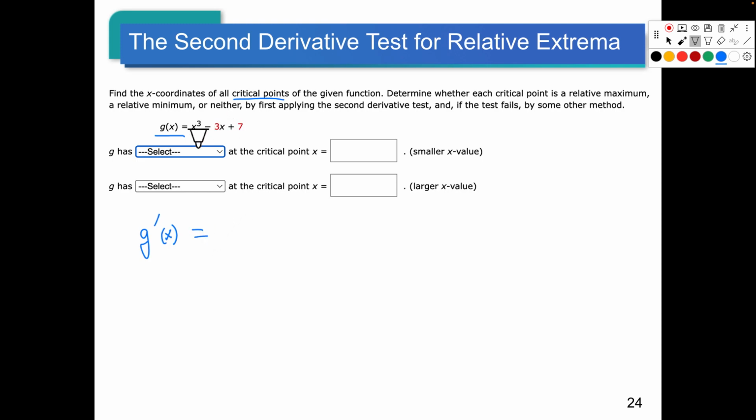So first derivative, 3 comes down, subtract 3 minus 1 is going to be 2, so 3x squared. Negative 3x, we take its derivative, that's going to be minus 3. Derivative of 7 is 0. So this is our first derivative. We come over here, we take our first derivative, set it equal to 0. We are finding critical points.